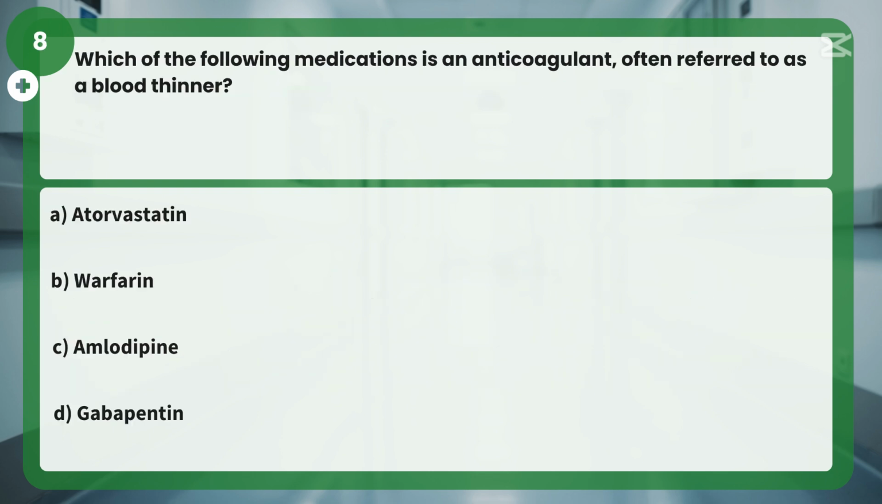Question 8. Which of the following medications is an anticoagulant, often referred to as a blood thinner? A. Atorvastatin. B. Warfarin. C. Amlodipine. D. Gabapentin.